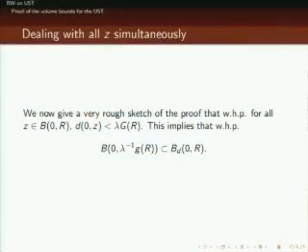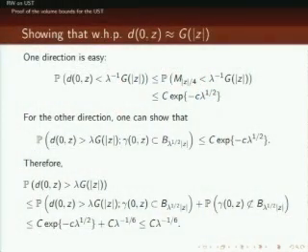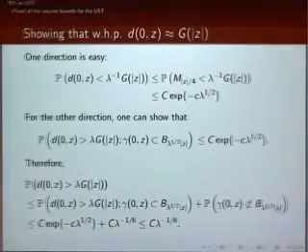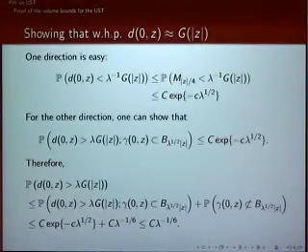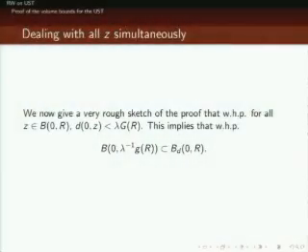Okay, finally, and just a few more slides, let me show. So the second difficulty was, in the previous result, we fixed some z, and we showed that the distance from 0 to z is about what we expect, which is absolute value of z to the 5/4. Now, how do we deal with all z simultaneously?